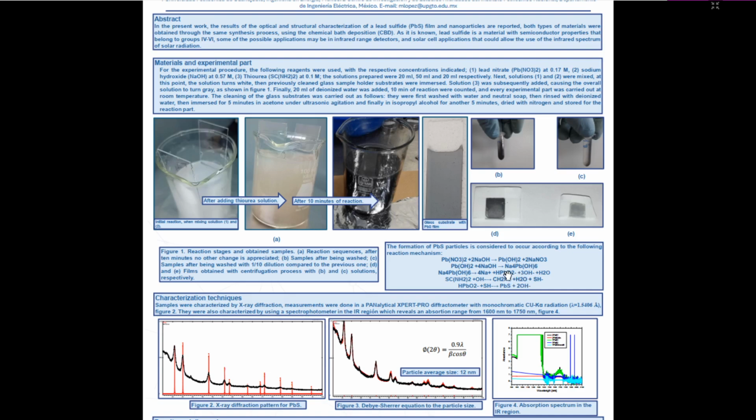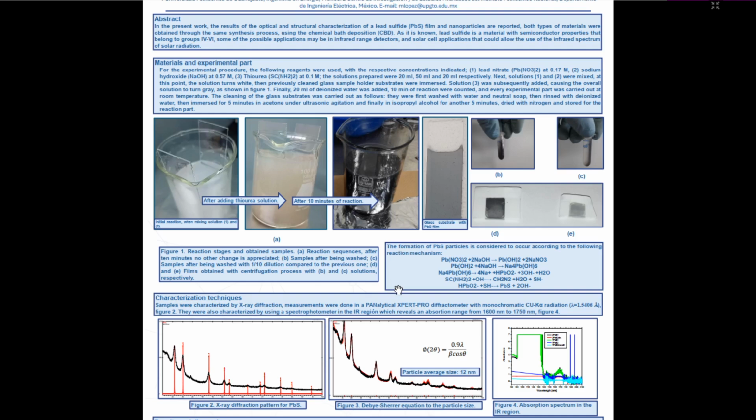The cleaning of the glass substrates was carried out as follows. They were first washed with water and neutral soap, then rinsed with deionized water, then immersed for 5 minutes in acetone under ultrasonic agitation, and finally in isopropyl alcohol for another 5 minutes, dried with nitrogen and stored for the reaction. As you can see in figure 1, we observe the sequence of the experimental part and the samples that we obtained, a film and some nanoparticles.